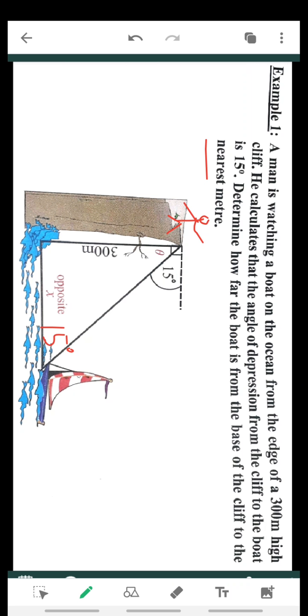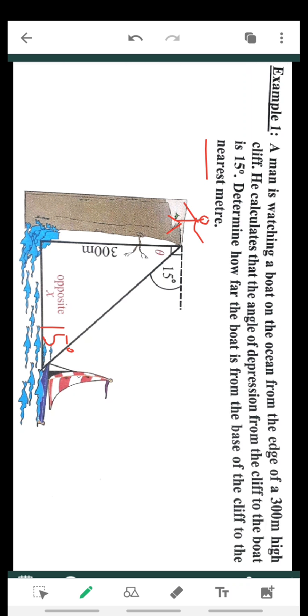A man is watching a boat on the ocean from the edge of a 300-meter high cliff. Okay. So immediately they tell me that I drew a small picture of the man so that I can show you where the man is.